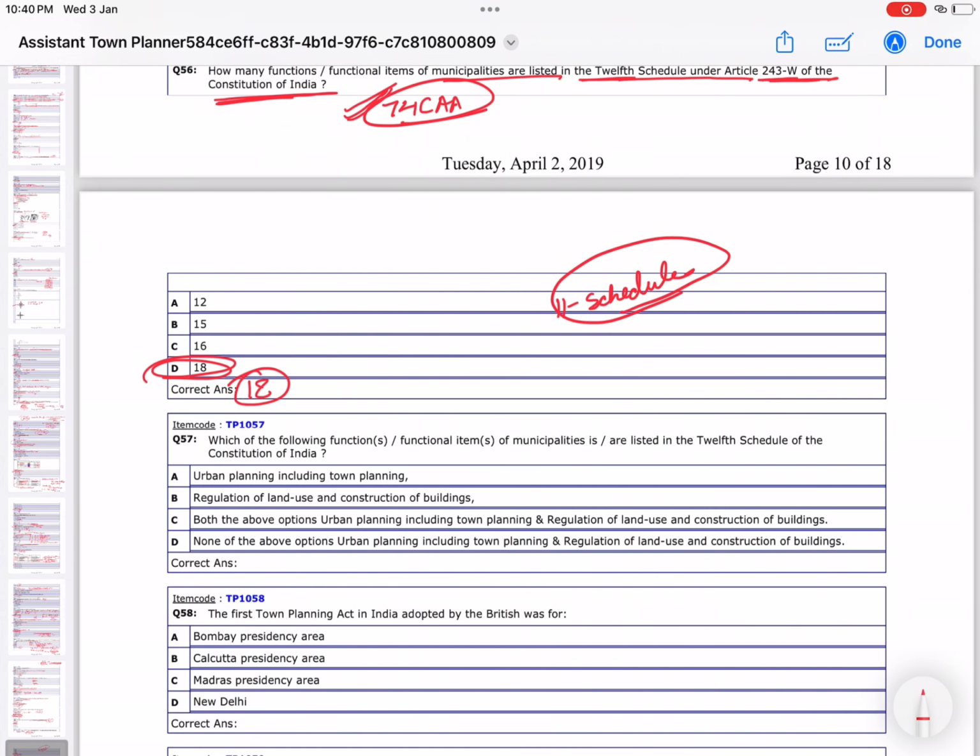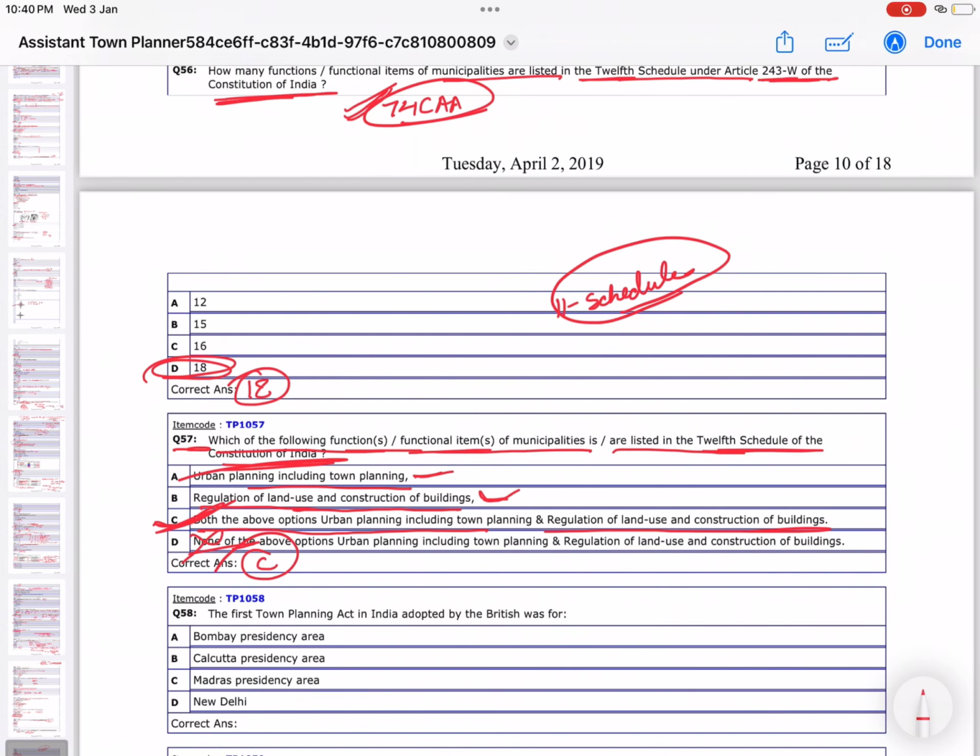Question number 57. Which of the following functional items of municipalities are listed in the 12th Schedule of the Constitution of India? So urban planning including town planning, yes, it is there. Regulation of land use and construction of buildings, yes. Both of the above options are correct, so none is not correct.